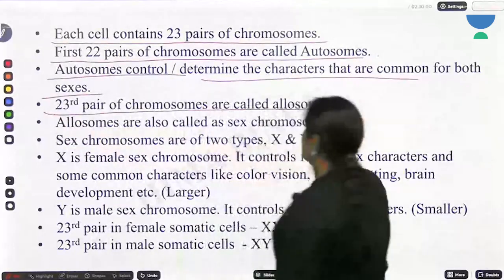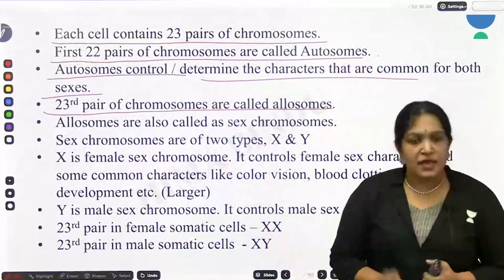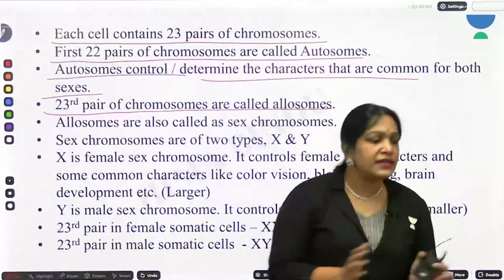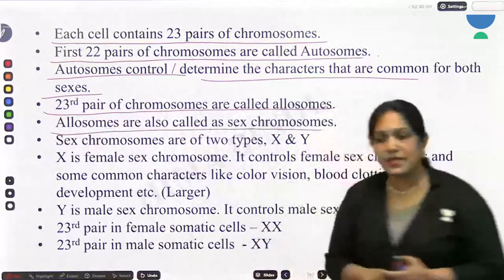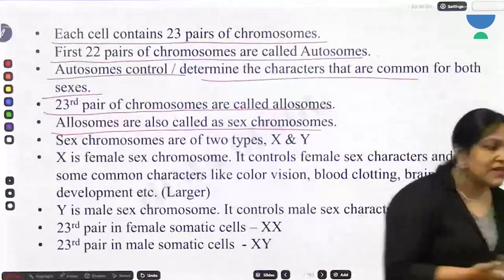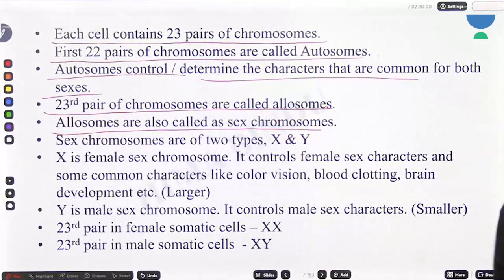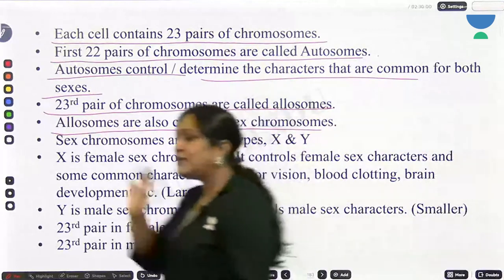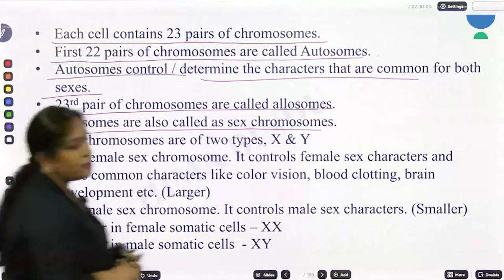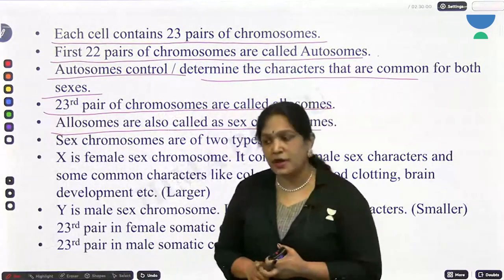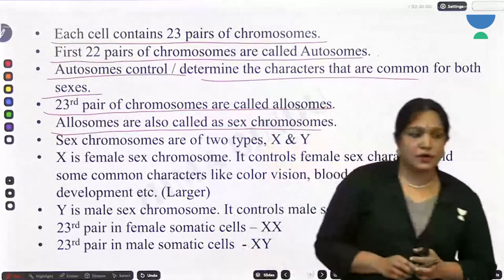And the 23rd pair is called allosomes. Allosomes are also chromosomes, a type of chromosomes. Allosomes are also called sex chromosomes because they determine sex characteristics. For example, the first 22 will take care of my skin color, kidney, liver, digestive system, etc. My 23rd pair will make me a female. Is it clear? So therefore, these chromosomes are called allosomes, also called sex chromosomes.